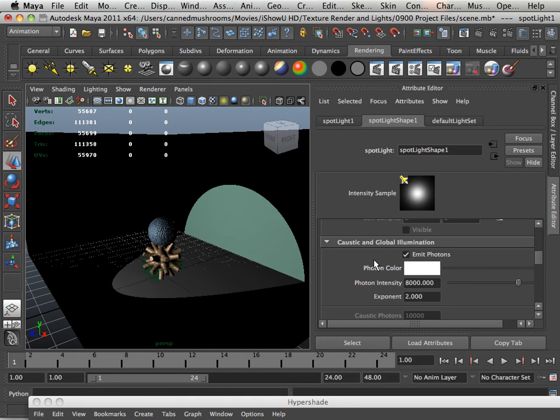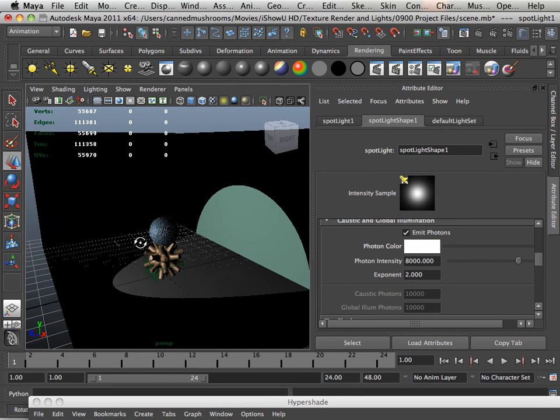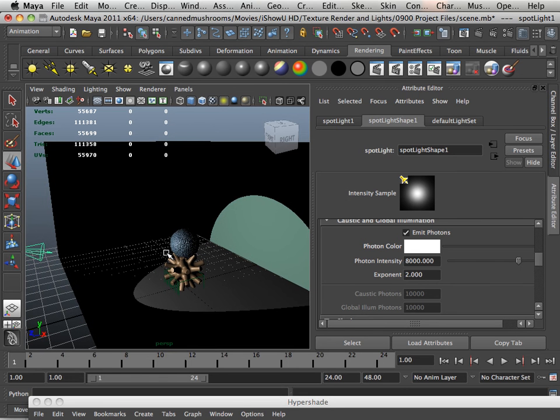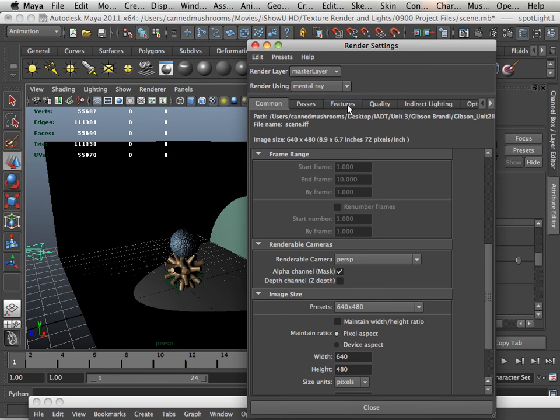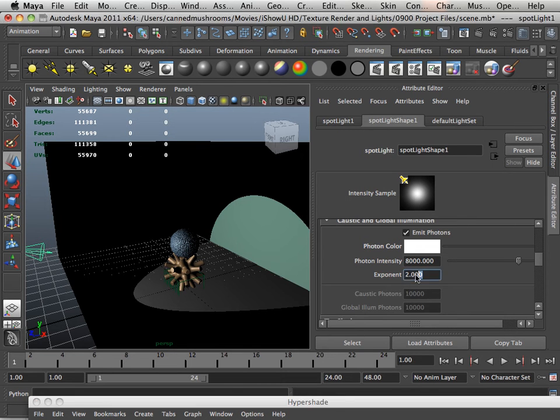Now there's 2 different kinds of photons. There's caustic photons and there's global illumination photons. For right now, we're going to be talking about global illumination photons. So that means we're going to go into the render settings, and under features, we're going to turn on global illumination. And for right now, we're only leaving that on. For demonstration purposes, what I want to do is show you what photons are. So I'm going to crank up the exponential value to 1.